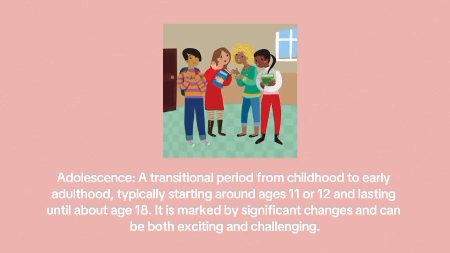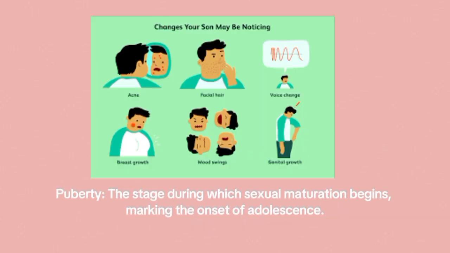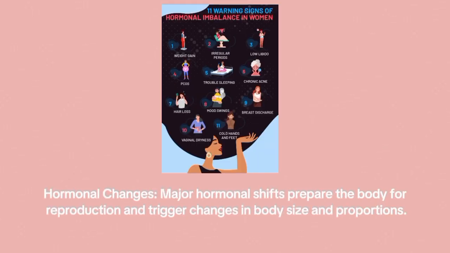Adolescence, a transitional period from childhood to early adulthood, typically starting around ages 11 or 12 and lasting until about age 18. It is marked by significant changes and can be both exciting and challenging. Puberty, the stage during which sexual maturation begins, marking the onset of adolescence. Hormonal changes. Major hormonal shifts prepare the body for reproduction and trigger changes in body size and proportions. Onset age. On average, girls enter puberty around age 11, while boys typically start around age 13.